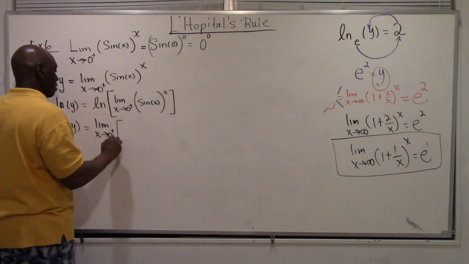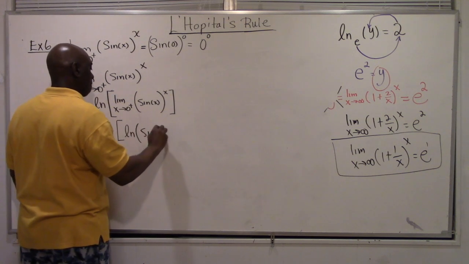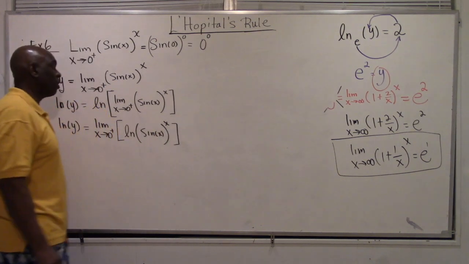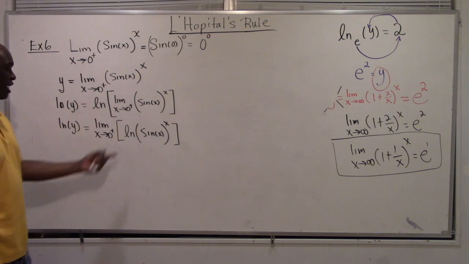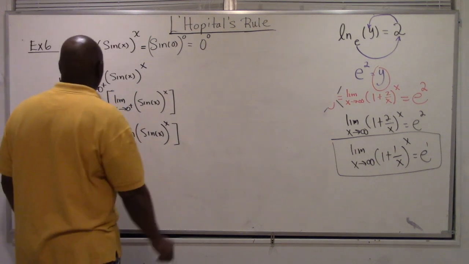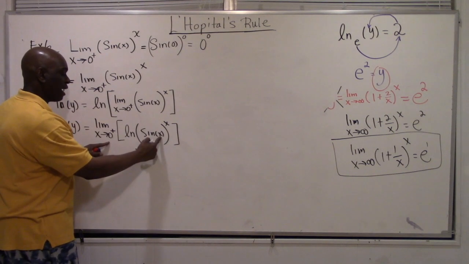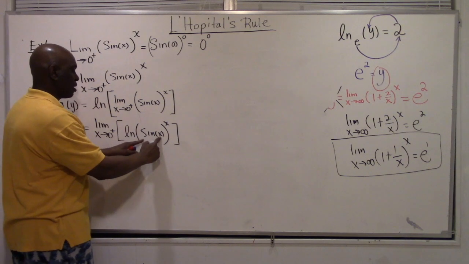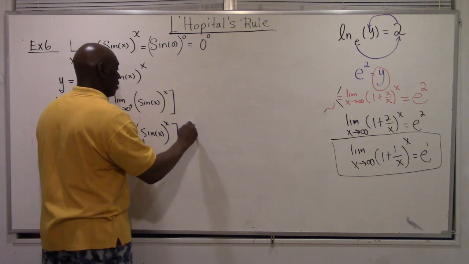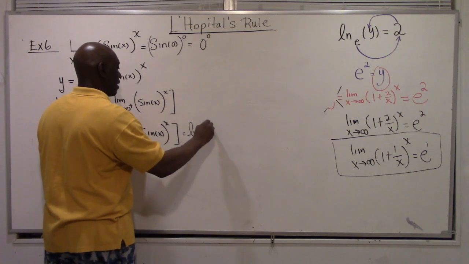Of the natural log of (sin x)^x. There we go. All we've done to it was put a natural log on it. Let's see if putting a natural log on it makes a difference. Now, if we take 0 from the right and plug it in for x, what is the sine of 0? The sine of 0 is 0. So we have the natural log of 0 to the power of x.